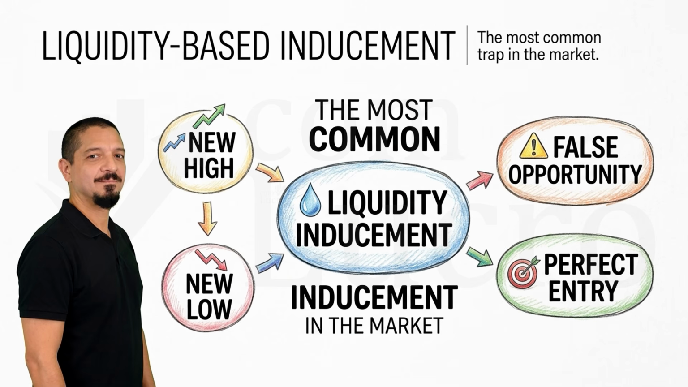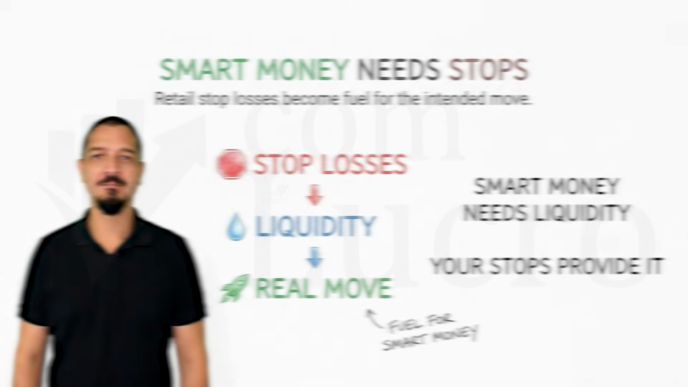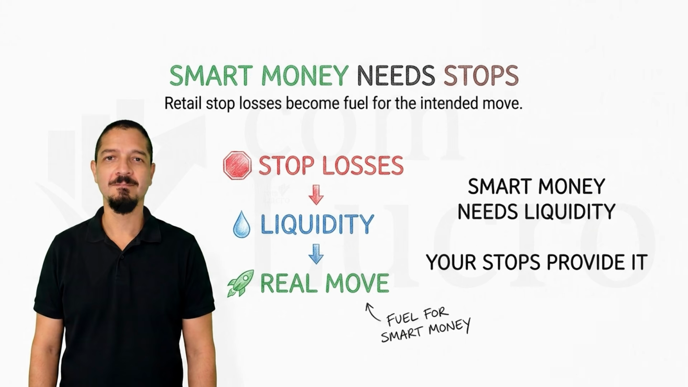And this process happens every day across all markets and all time frames. The primary objective behind this behavior is to create stop losses that smart money can later use as fuel. By encouraging retail traders to position themselves on the wrong side of the market, their stops become a source of liquidity that can be collected before the true move begins.